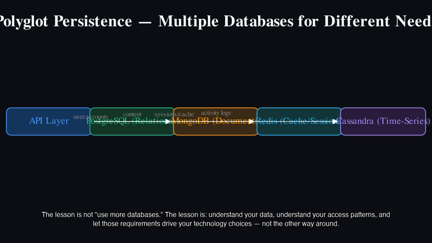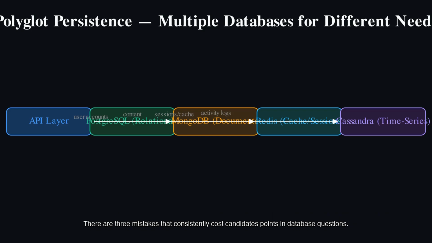The lesson is not use more databases. The lesson is understand your data, understand your access patterns, and let those requirements drive your technology choices, not the other way around. There are 3 mistakes that consistently cost candidates points in database questions.